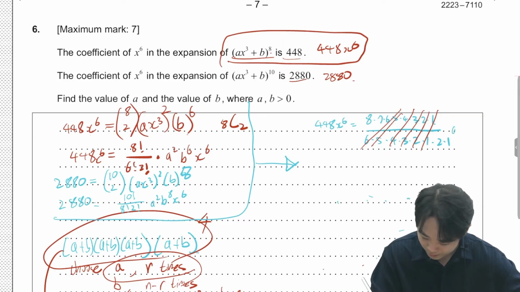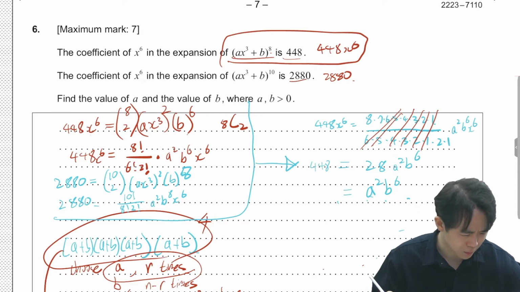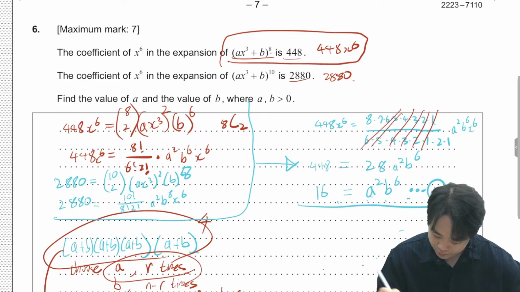Then we get a squared, b to the power of 6, then x to the power of 6. So basically we have 28 a squared b^6 equals 448, meaning a squared b to the power of 6 is going to be 16. That's our first equation. Second part, 2880 is 10, 9, 8, 7 all the way to 1.